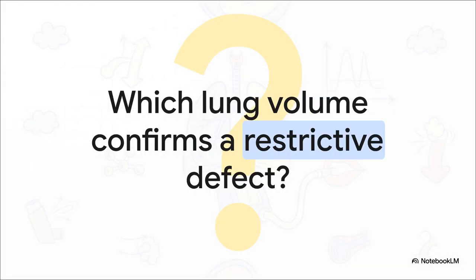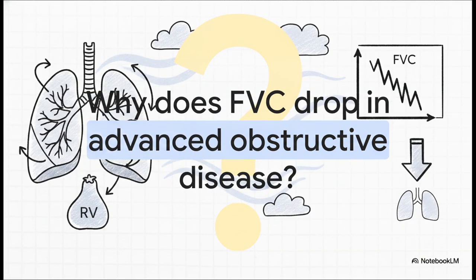Question 3. And watch out, this one is a classic examiner trap. If spirometry suggests a restrictive ventilatory defect, which specific lung volume must be measured via body plethysmography to formally confirm the restriction? The answer is total lung capacity, or TLC. You literally have to see that it is less than 80% of the predicted value to officially confirm that restriction. Moving on to question 4.